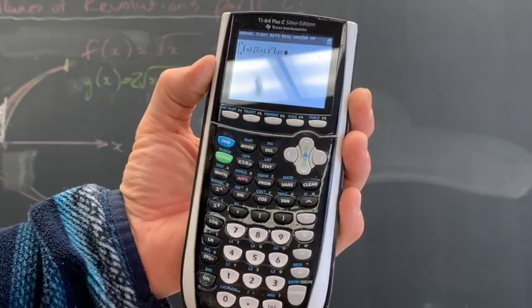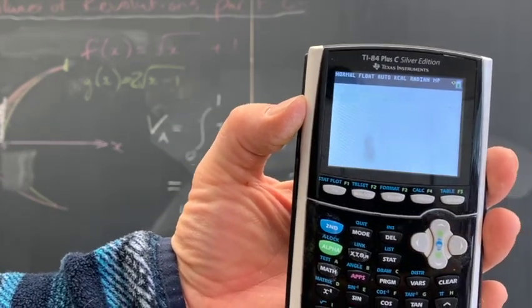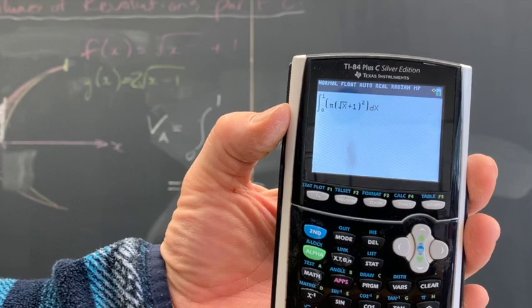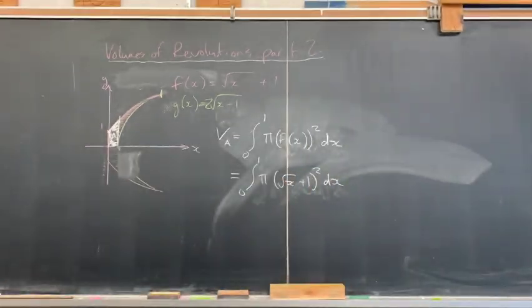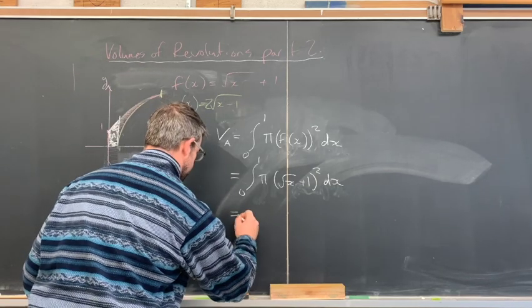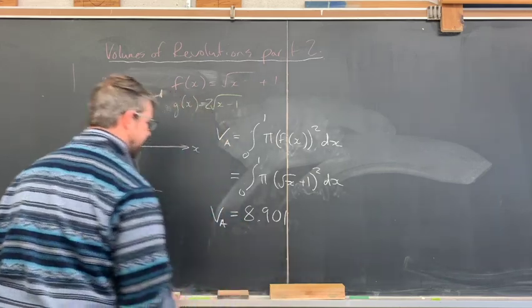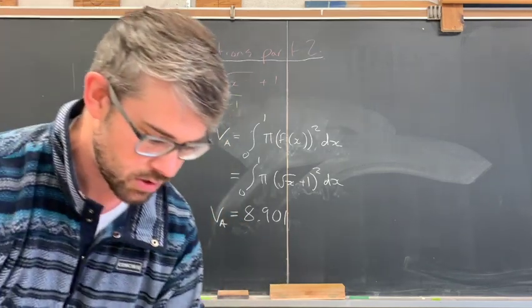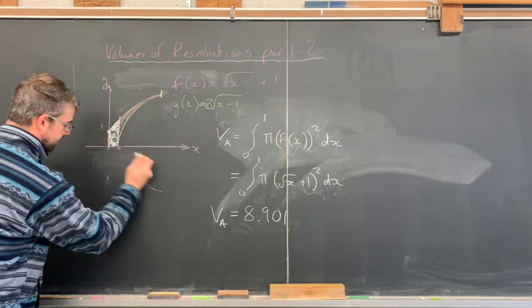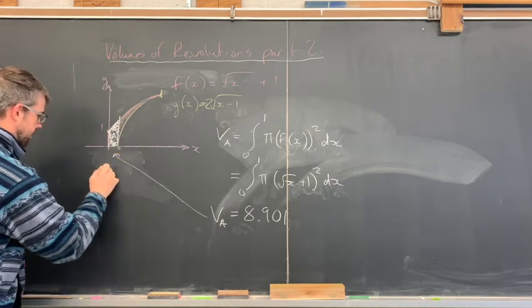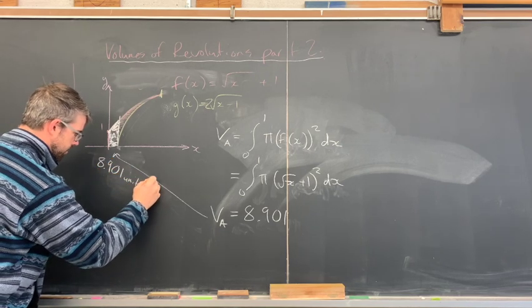And dx. And so I'm hoping I can still see that on my calculator and how I've typed it. And I end up with a volume of 8.901. So this volume of A is 8.901, and that's just 8.901 units cubed. So I'll record this off to the side so that I can make sure that I've drawn it. 8.901 units cubed.